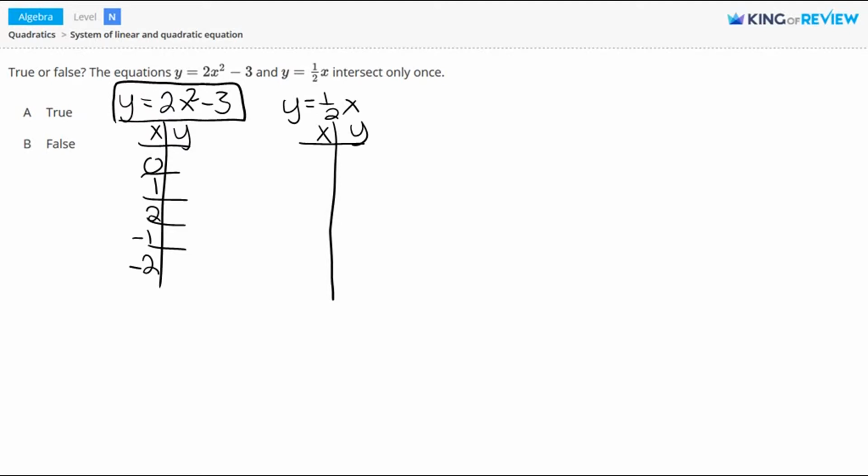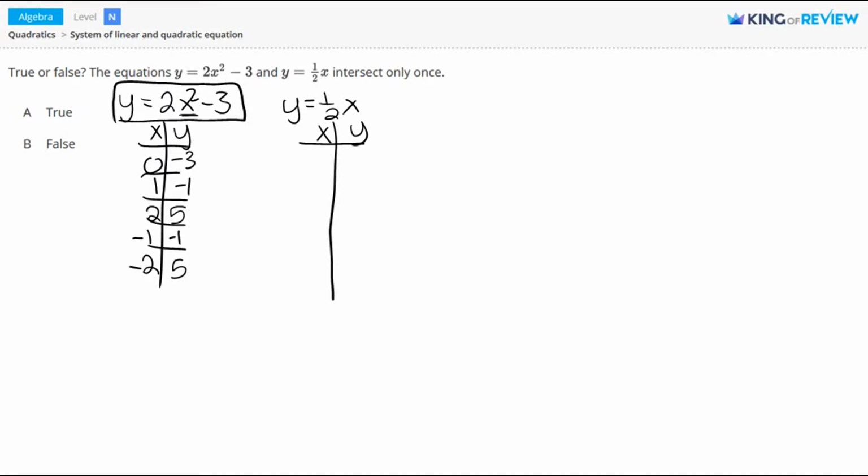I'm going to plug each of these x values into this equation and solve for y to get the y coordinate. When I plug in a 0 for x, I get 2 times 0 squared minus 3, and this gives me -3. So the point 0, -3 is on this graph. Going down the line, I plug in 1 for x, and I get -1 for y. When I plug in a 2 for x, I get 2 times 2 squared minus 3, and this gives me 5. So the point 2, 5 is on the graph. When I plug in a -1, I get -1 for y. And when I plug in a -2, I get 5 for y.